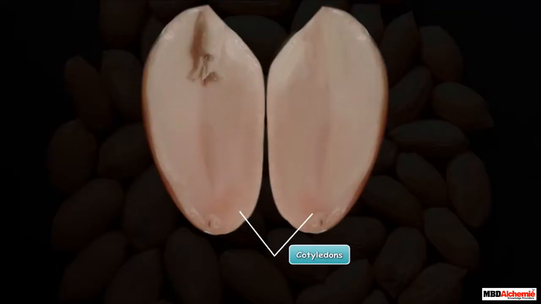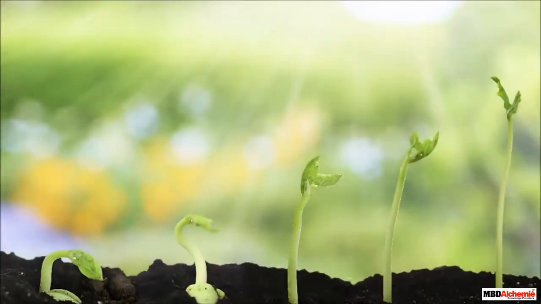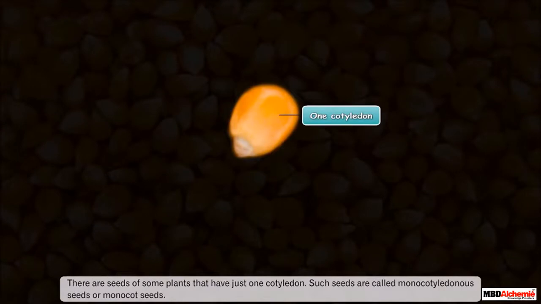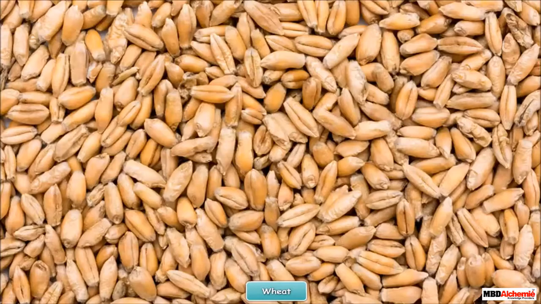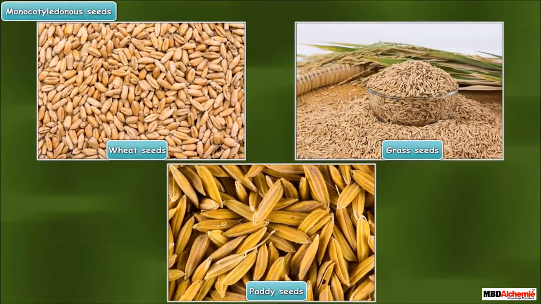In between the two cotyledons, we can see a tiny structure attached. This tiny structure is called the baby plant or the embryo. An embryo can grow into a new plant. Unlike dicot seeds, there are seeds of some plants that have just one cotyledon. Such seeds are called monocotyledonous seeds or monocot seeds. Such seeds cannot split into two equal halves. Seeds of wheat, grass and paddy are monocotyledonous seeds.